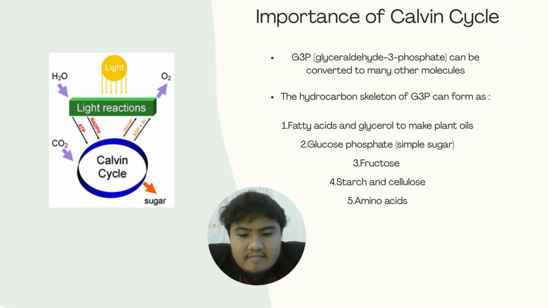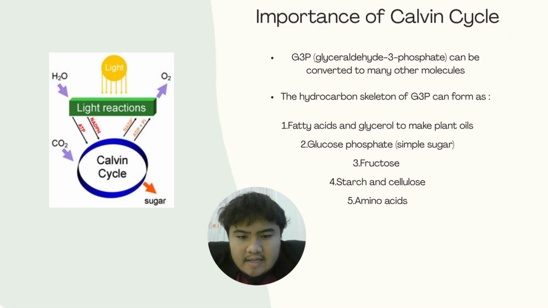Next is glucose phosphate, a simple sugar. This sugar can be directly used for energy or further converted. Third is fructose. Fructose phosphate combines with glucose to form sucrose, the primary sugar transported throughout the plant to fuel growth in the different tissues. Number four is starch and cellulose.